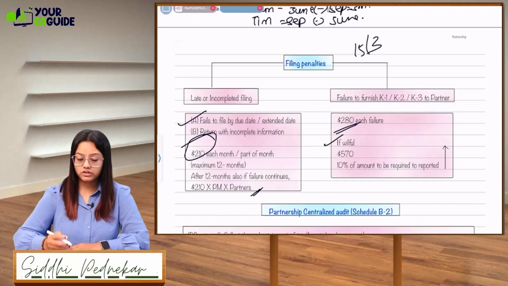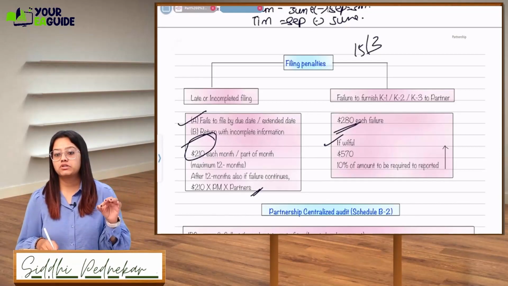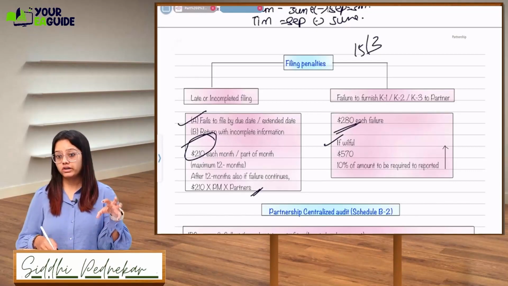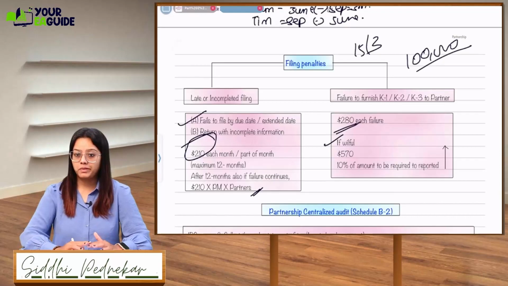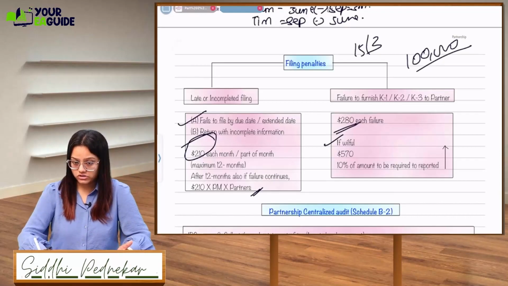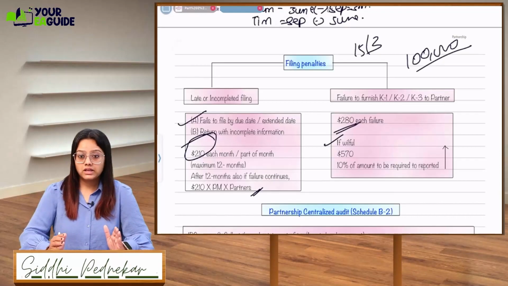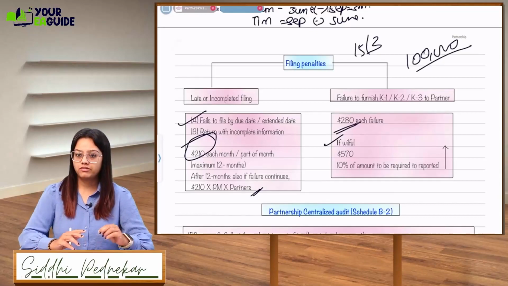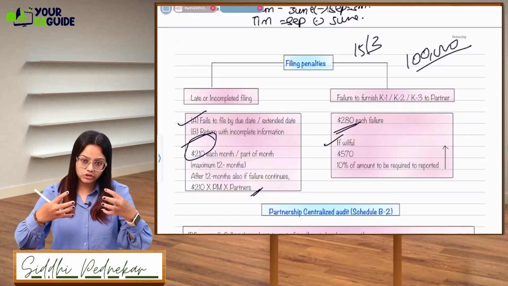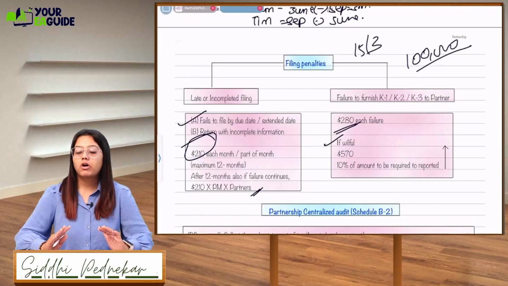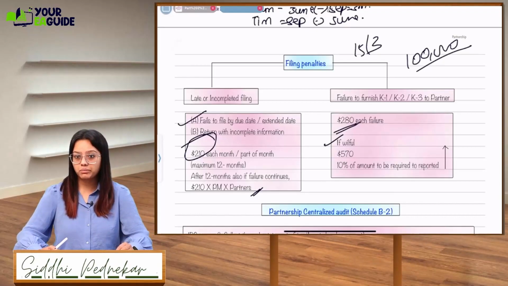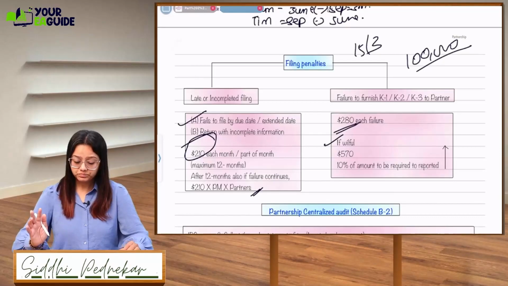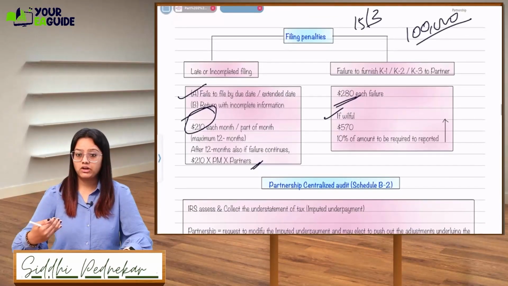If you fail for this also, it will be 570 or 10% of the amount required to be reported. Let's say your ordinary income is $1 lakh, and you don't issue any K1, you don't pay the $280 also. Then the second thing is, if you willfully do it, even though the partners are asking, even though you know that you have to issue the K1s, still if you're not issuing it, what will happen? You need to pay 10% of whatever amount is required to be reported, or 570, whichever is higher.